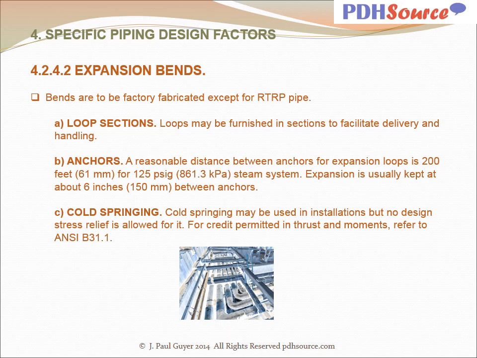Bends are to be factory fabricated except for RTRP pipe. Loops may be furnished in sections to facilitate delivery and handling. Anchors: a reasonable distance between anchors for expansion loops is 200 feet for 125 psi steam systems. Expansion is usually kept at about 6 inches between anchors. With regard to cold springing, it may be used in installations, but no design stress relief is allowed for it. For credit permitted in thrust and moments, refer to ANSI B31.1.